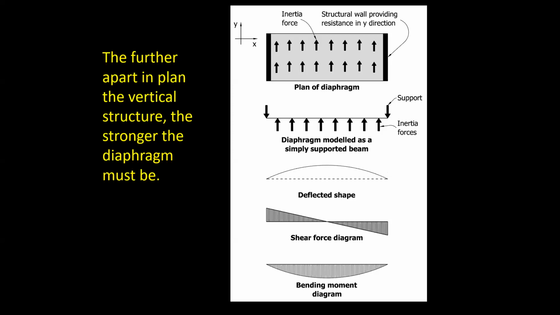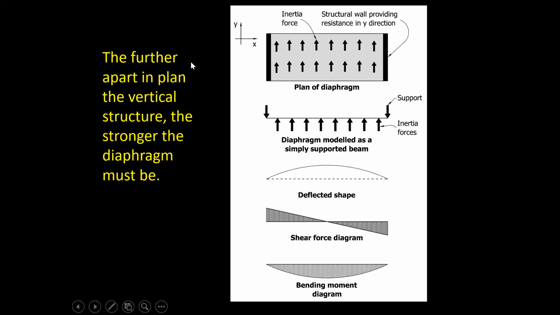Most beams bend vertically, don't they? Most beams bend vertically, but a diaphragm in an earthquake, because of the horizontal loads, bends horizontally. And so the diaphragm has a deflected shape like this. It has shear forces and it has bending in it, with the maximum bending, which would cause it to break, occurring at the mid-span.